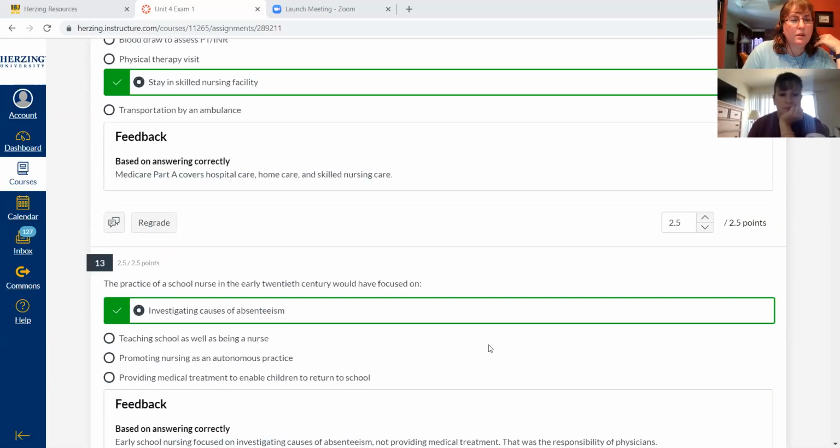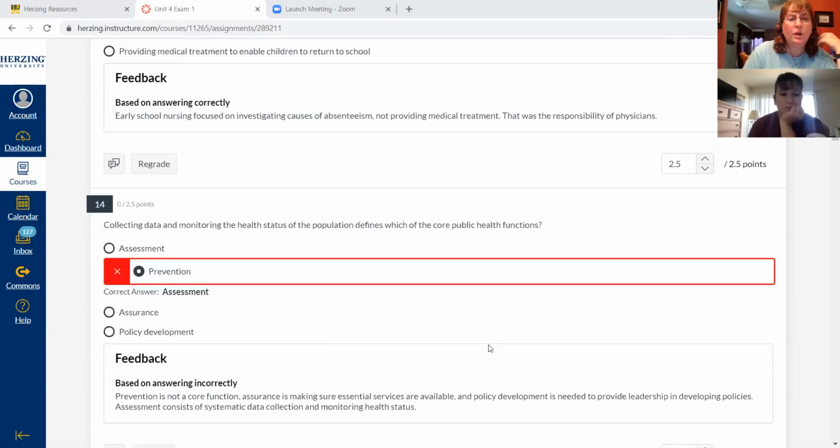All right, what else here? Okay, this one: collecting data and monitoring the health status of the population defines which of the core public health functions? So this is almost like the nursing process. If you're collecting data, you're doing assessment. Yeah, I think I overthought it. Okay.